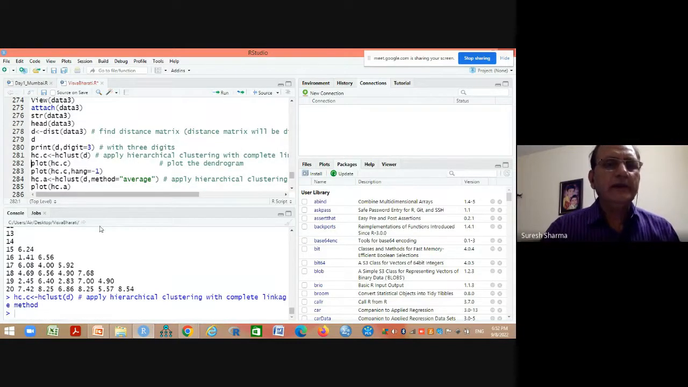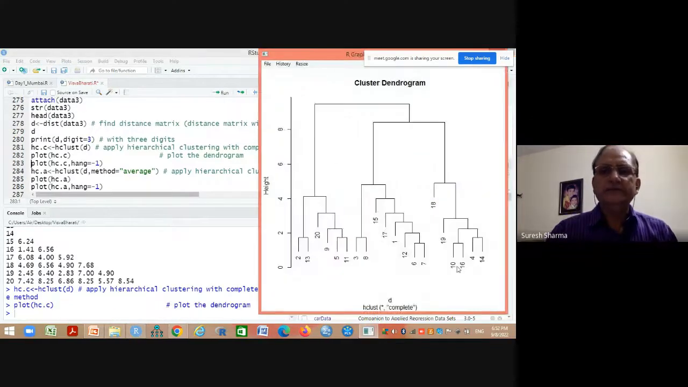So the method has been applied. Now plot the dendrogram. You will see the dendrogram. This is the dendrogram, and 14 and 16 are coming into one group. Now how many gaps are there? Can you see the gaps? One gap is here, another gap is here. Can you see? Yes, please.